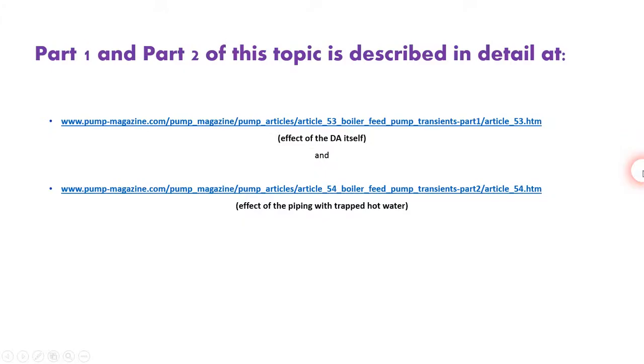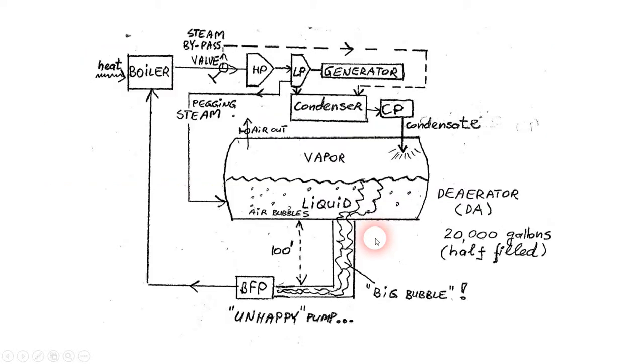We will start by referencing this link to Article 53, DA effect, and Article 54, pumping with trapped hot water in the idling non-running pump. So let's go one more time. We have a boiler feed pump pumping to the boiler, which gets heated and generates steam. Steam goes through high pressure, low pressure steam turbines driving a generator.